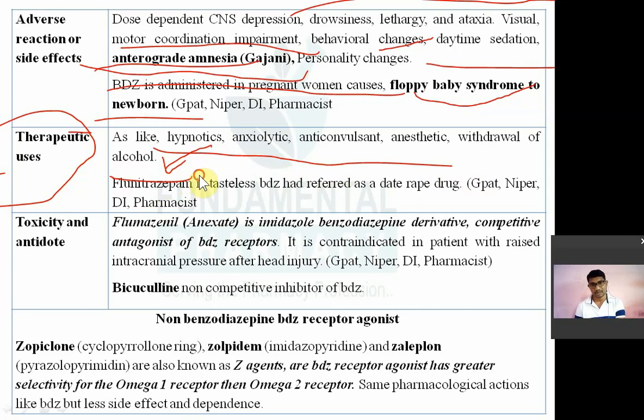Flunitrazepam is a drug from the benzodiazepine category. It is a tasteless benzodiazepine and is referred to as a date rape drug. A question has been asked about this: which of the following is a date rape drug? That is nothing but flunitrazepam. It will cause amnesia. Amnesia means loss of memory.